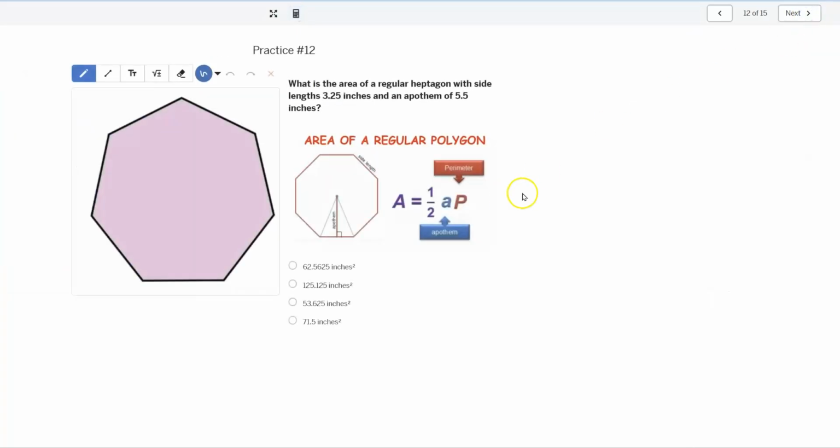All right, next. We have one of those fun ones where we have an apothem. Now remember, your apothem is the distance from the middle to the center of one of the sides.